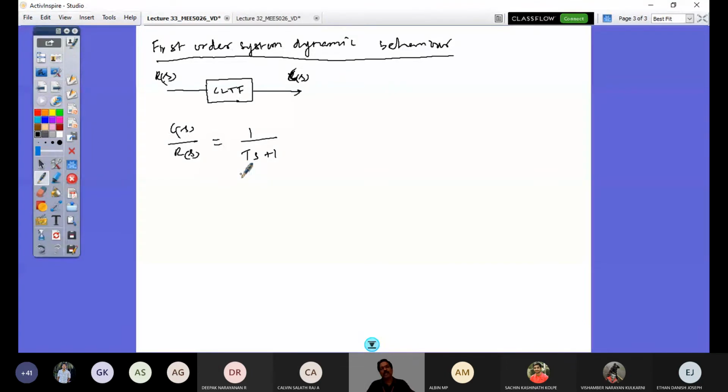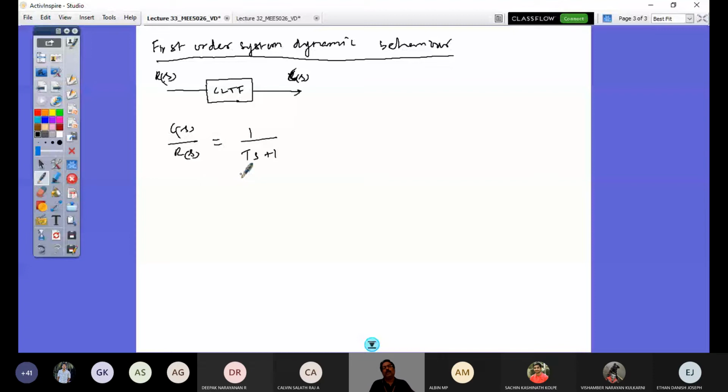And when you give some standard input here, my R of s is going to be first my step input, then ramp input, then impulse input I'll give, and then I'll get my corresponding output of the system.